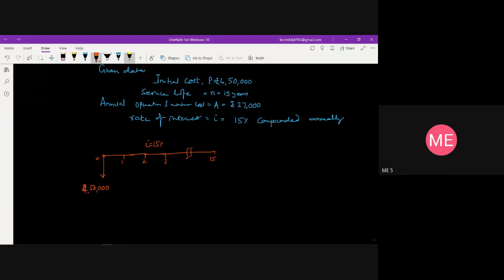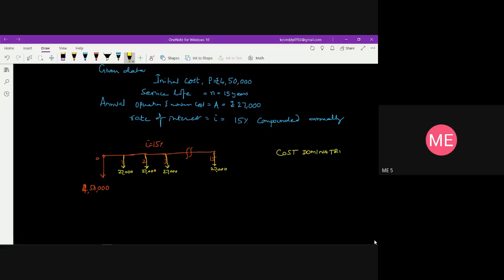Now at the end of every year, there will be a maintenance cost. It is a cash outflow for the organization because it is a maintenance cost. So it is taken as 27,000, and the second one is also 27,000. So it is an annuity. Every year there will be a maintenance cost of 27,000. So this is the cost dominated cash flow diagram.